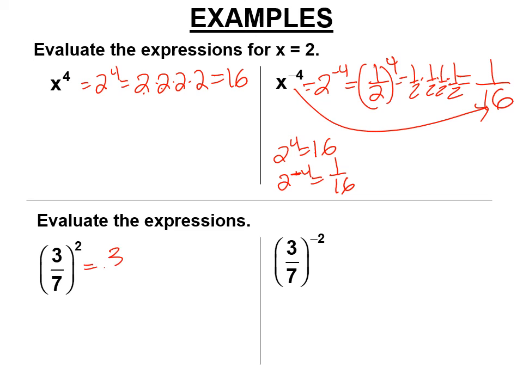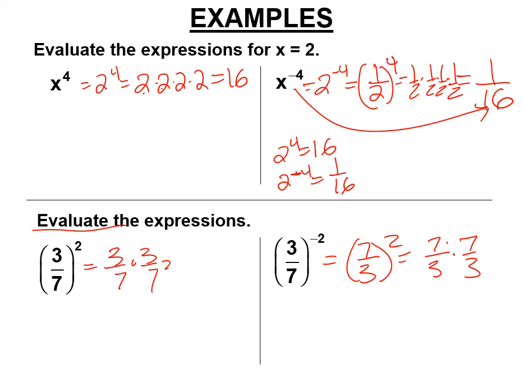So this one is 3/7 times 3/7. This one is 7/3 squared, or 7/3 times 7/3. Now that's rewriting, but evaluate. 3 times 3, 9. 7 times 7, 49. 9/49. This one better be the reciprocal of that, 49/9.